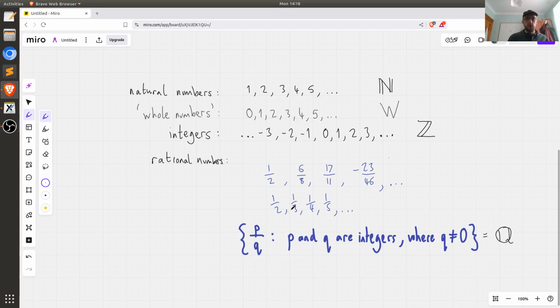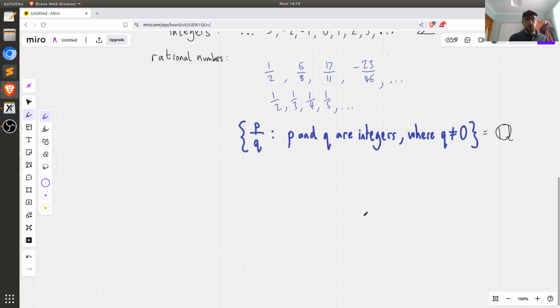And is there a set which goes even beyond the rational numbers? They would seem to be perfectly adequate, right? As you can always find a rational number in between any pair of rational numbers. Just add them together and divide the answer by 2. So they would seem to fill up the whole of the number line, right?